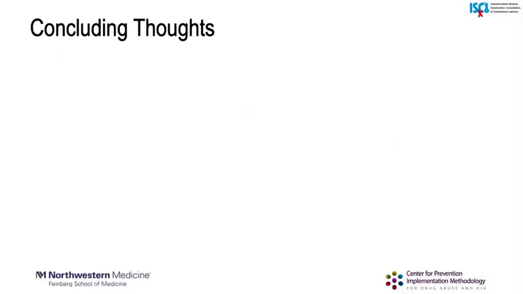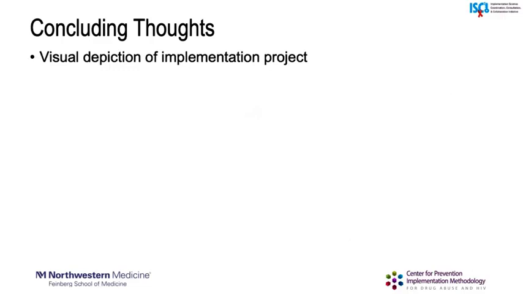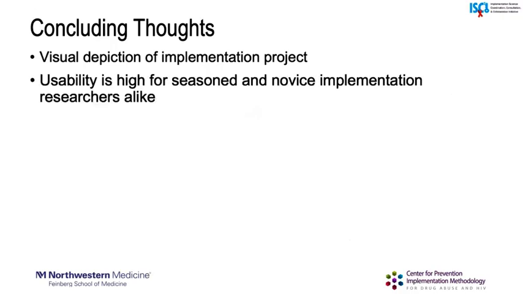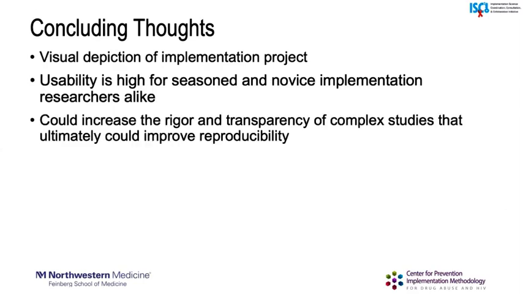So just some brief concluding thoughts before we close up today. The IRLM is really helpful in providing a visual depiction of an implementation project. It's relatively brief. It can be done in 1 page for most projects. The usability was found to be high for seasoned and novice implementation researchers alike. And our initial indications show that it could increase the rigor and transparency of complex studies that ultimately could improve the reproducibility of our research.